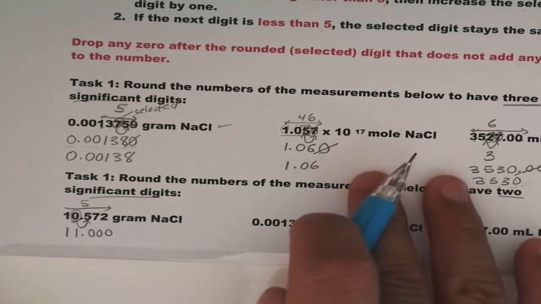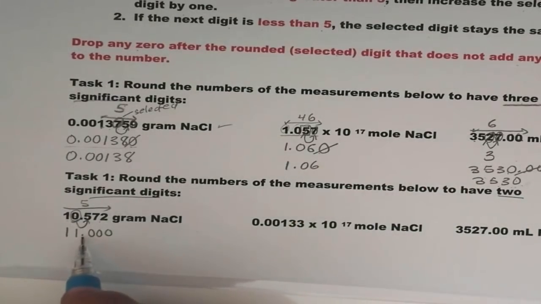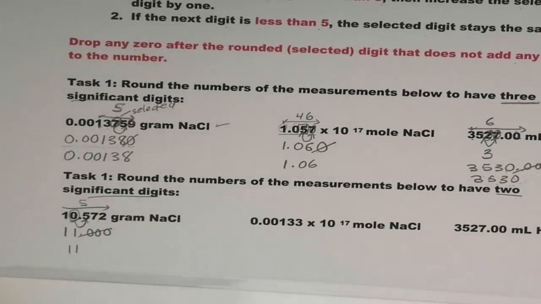Now the question is, do we keep the 0? Well, this 0 doesn't add any values to the number 11, so we just ignore it. So we just have 11. There you go. Now let's try another problem.